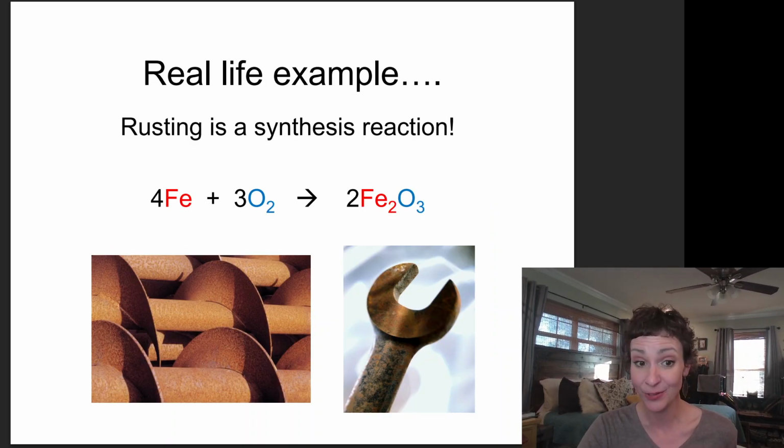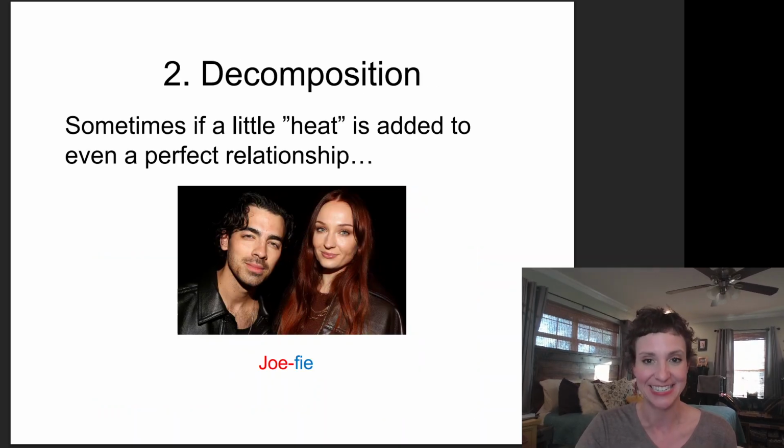Another real life example, you guys, we know that iron rusts. Well, that's actually a chemical reaction. Here I've taken iron and it is actually reacting with the oxygen in the air and making a new compound called iron(III) oxide, okay? So single iron, single oxygen makes a couple between iron and oxygen.